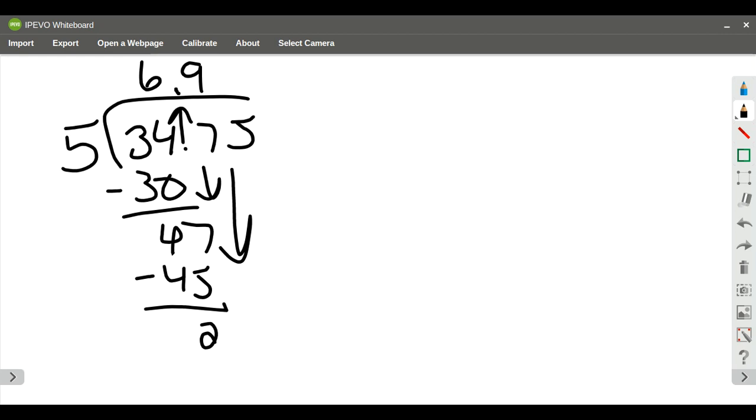Bring down my 5. 5 goes into 25 5 times. I'm going to multiply. 5 times 5 is 25. I have nothing left over, so I don't have to worry about the remainder for this one.